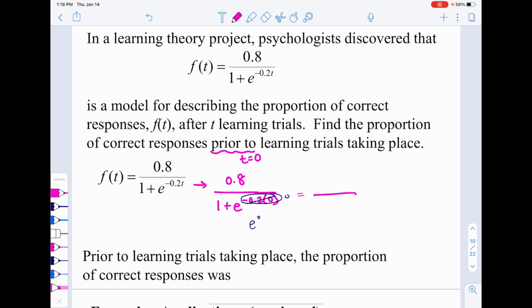So that means we really have 0.8 divided by 1 plus 1, which means we have 0.8 divided by 2, and if we divide that, we end up with 0.4. That means that our f of t, the value of the function at 0, before any learning has gone on, is 0.4. So prior to learning trials taking place, the proportion of correct responses was 0.4.